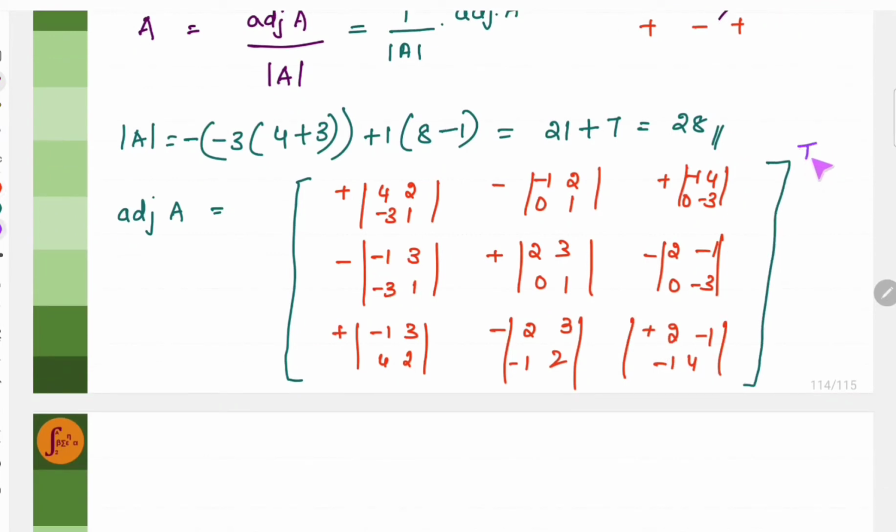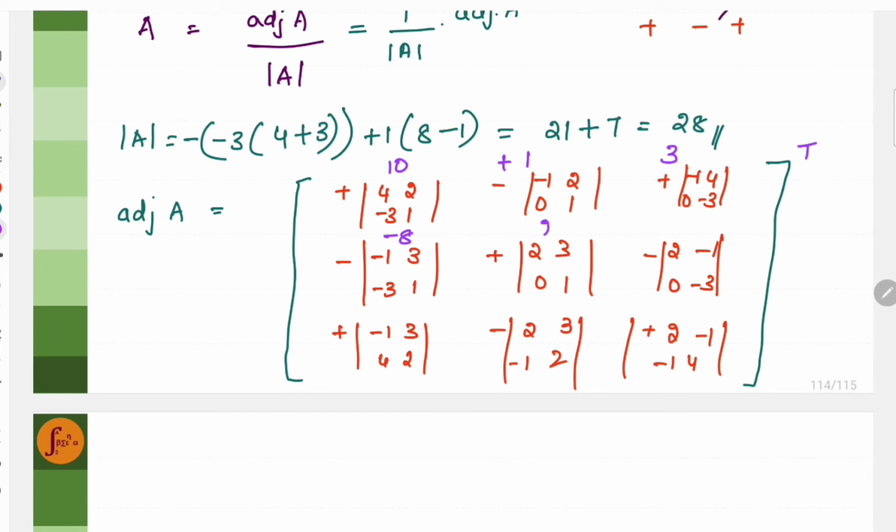This T indicates that you have to find the transpose later. Now let's calculate this. If you calculate, you're going to get 4 minus 6, which is minus 10. You're going to get 10 here, minus 1 and minus 1, so it's going to be plus 1. 3, minus 1 to 1, minus 1 and plus 9, so it's going to be 8, minus 8.